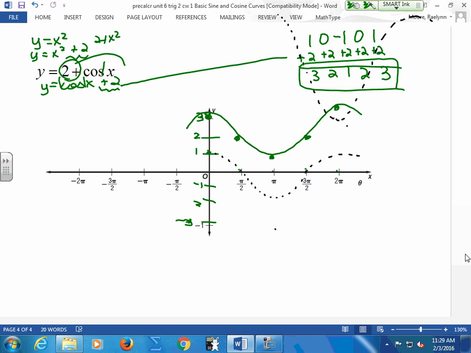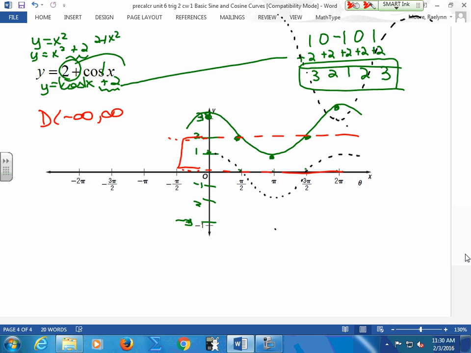Didn't I take this from here? Isn't this my resting line here, my midline? Didn't I go from here? Isn't this my midline now? Do you see my shift up too? So did it change my domain? No. So my domain is still the same.